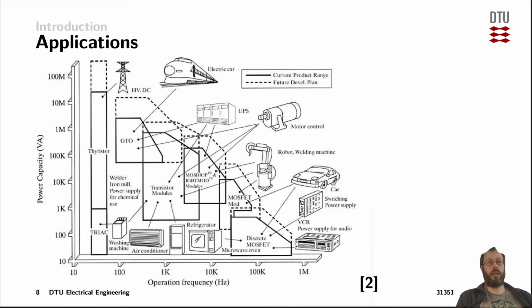Looking at the applications of power electronics. This diagram here is showing an often seen trade-off between the power output of a power application and its operating frequency. The higher the frequency, typically, the lower its power capability, and the other way around.